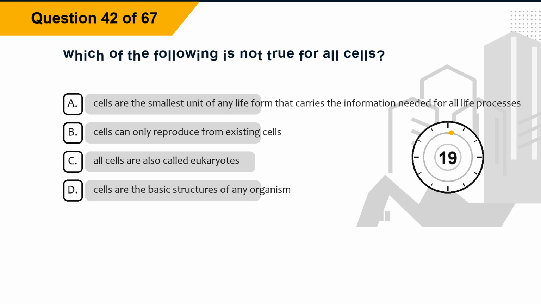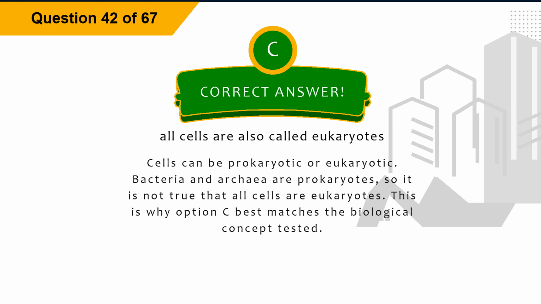Question 42. Which of the following is not true for all cells? Option A, cells are the smallest unit of any life form that carries the information needed for all life processes. Option B, cells can only reproduce from existing cells. Option C, all cells are also called eukaryotes. Option D, cells are the basic structures of any organism. The correct answer is option C, all cells are also called eukaryotes.